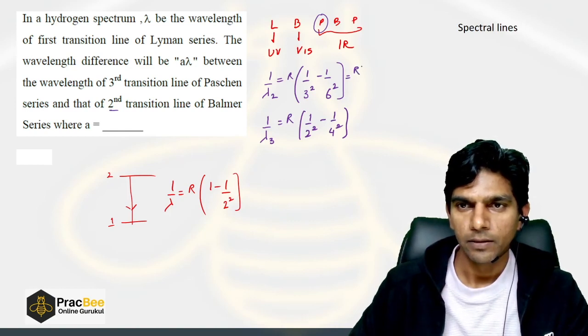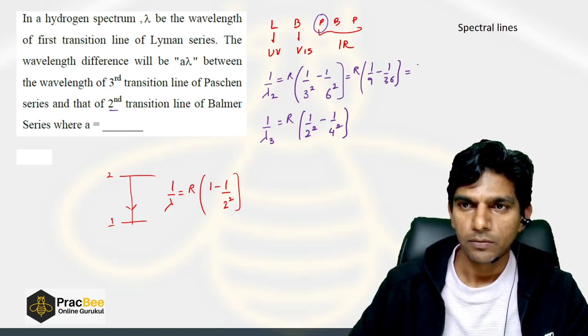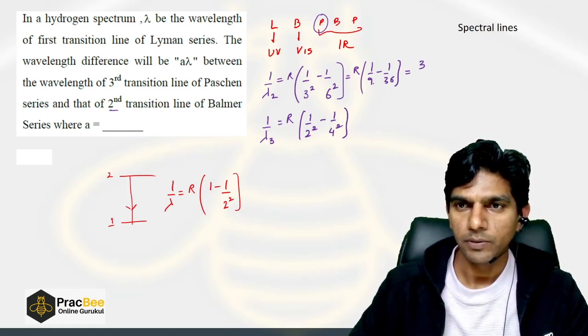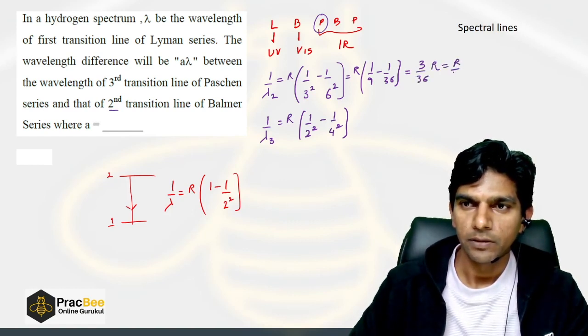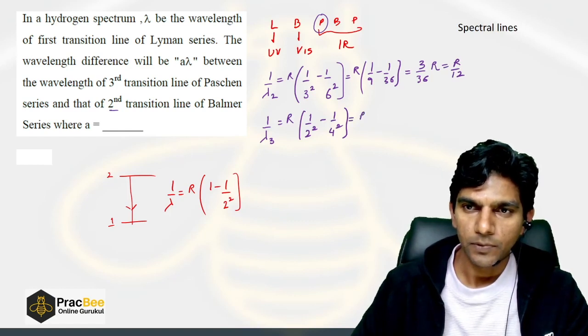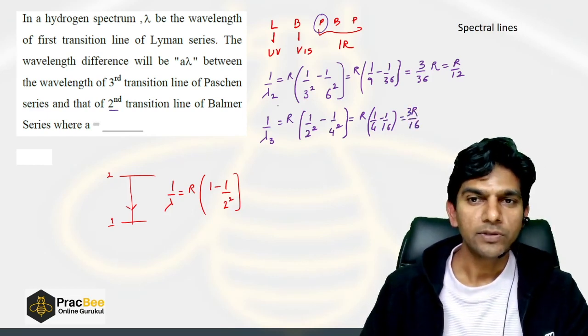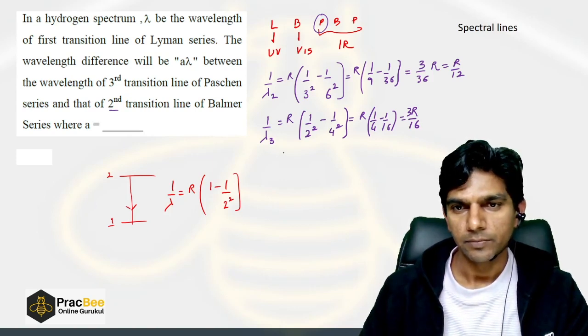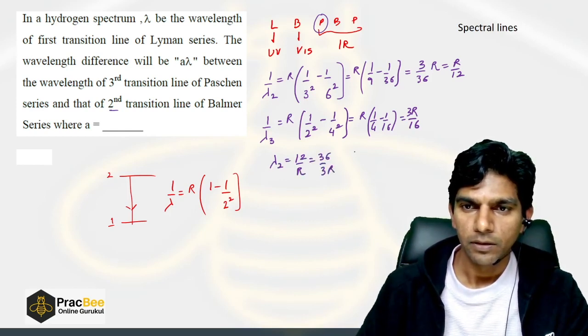So we have 1 by 9 minus 1 by 36. So this will be 4, 3 by 36 times R, or we can say R by 12. And this will be R times 1 by 4 minus 1 by 16. So this will be 3R by 16. Now the difference of lambda 2 and lambda 3 is Δλ. So lambda 2 is 12 by R, or I can say it is 36 by 3R, and lambda 3 is 16 by 3R.